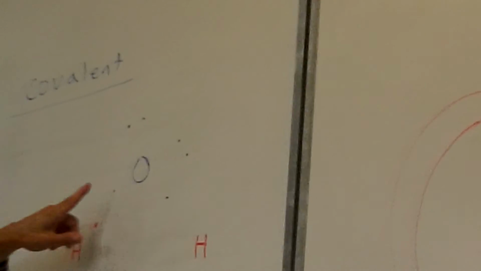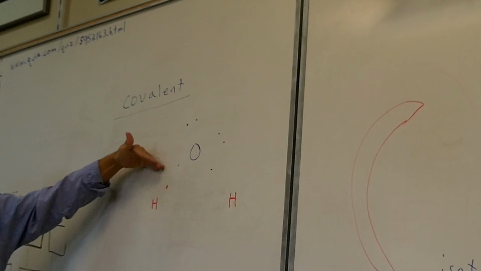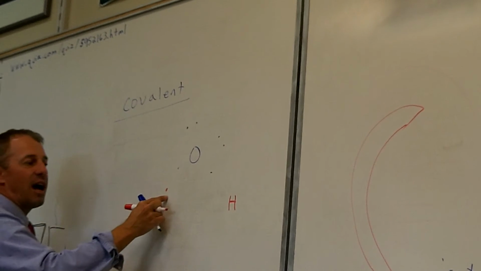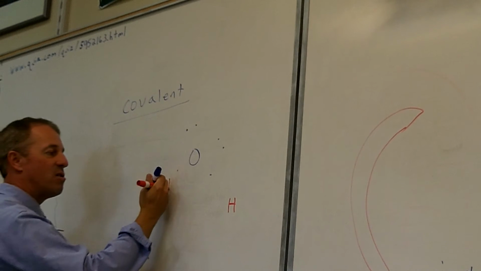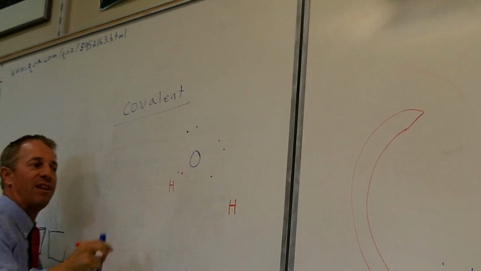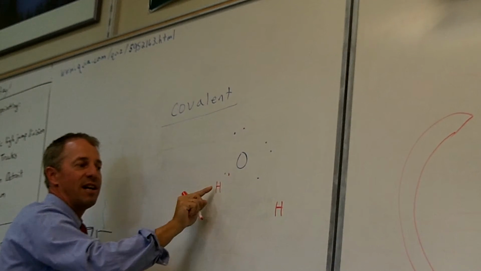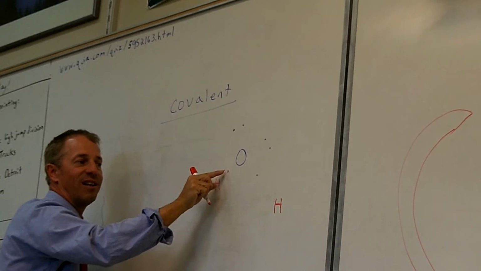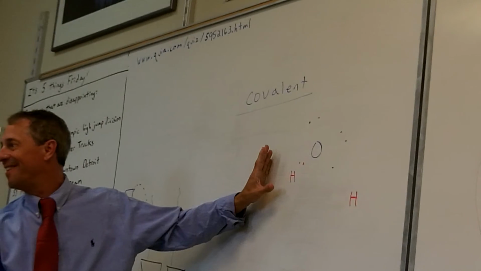If the oxygen shares with the hydrogen, you form what's called a covalent bond. The hydrogen moves in real close, and now the hydrogen and the oxygen are sharing a pair of electrons. We call that a covalent bond. Now the hydrogen has 2 electrons because it's sharing one with the oxygen. So the hydrogen is happy now.